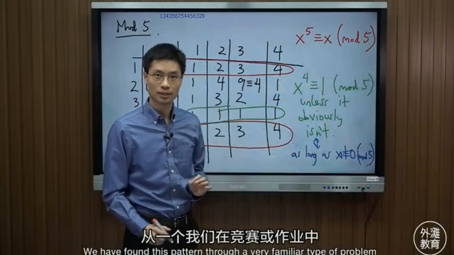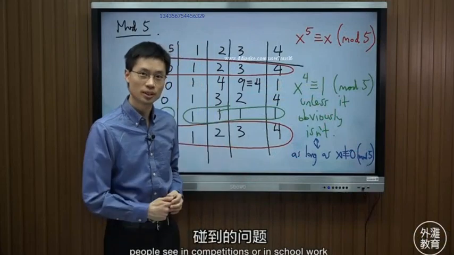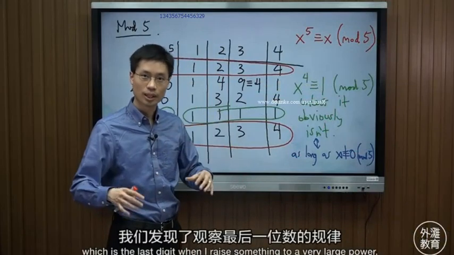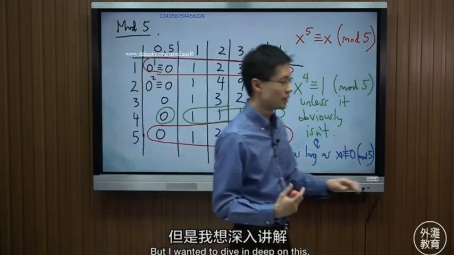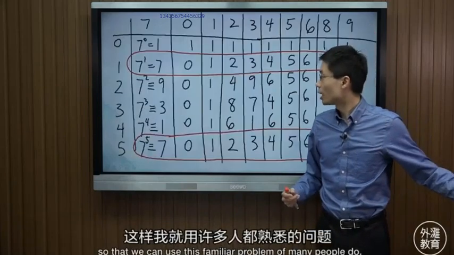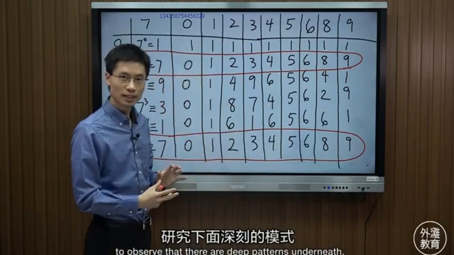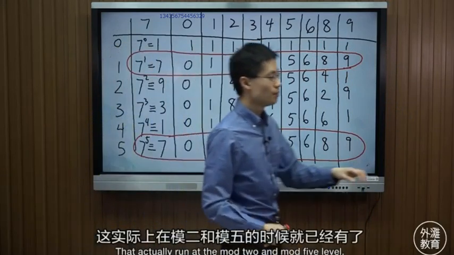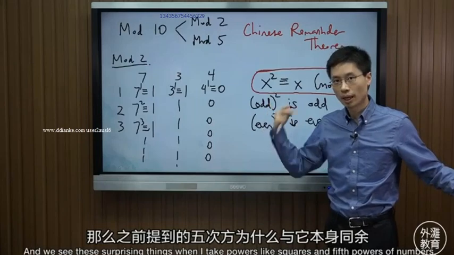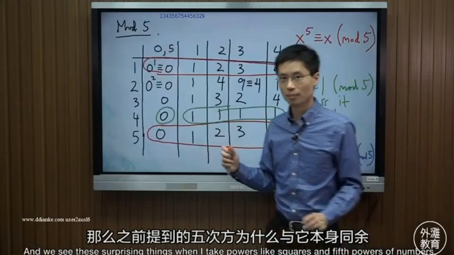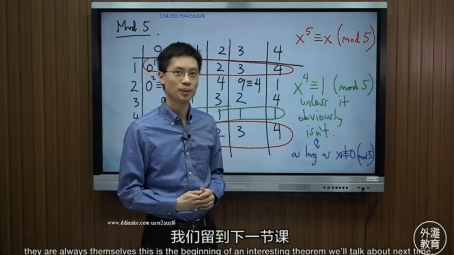We have found this pattern through a very familiar type of problem that people see in competitions or in schoolwork, which is the last digit when I raise something to a very, very large power. But I wanted to dive in deep on this so that we can use this familiar problem to observe that there are deep patterns underneath that actually run at the mod 2 and mod 5 level. And we see these surprising things where if I take powers like squares and fifth powers of numbers, they are always themselves. This is the beginning of an interesting theorem we'll talk about next time.